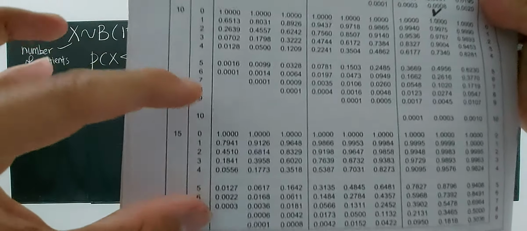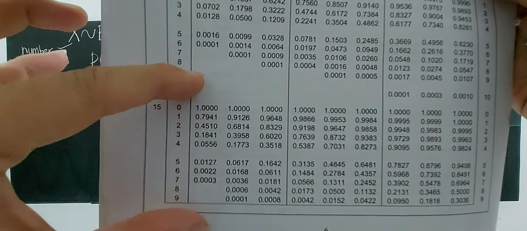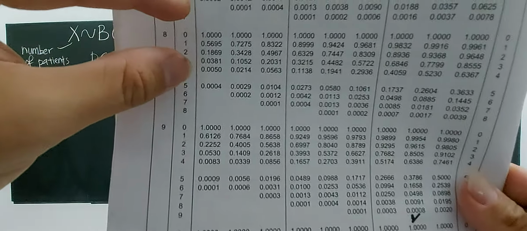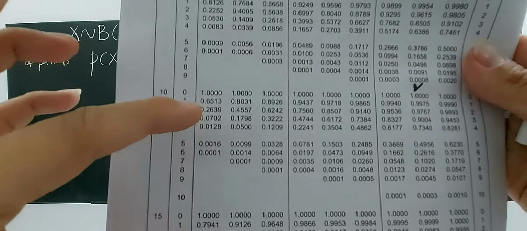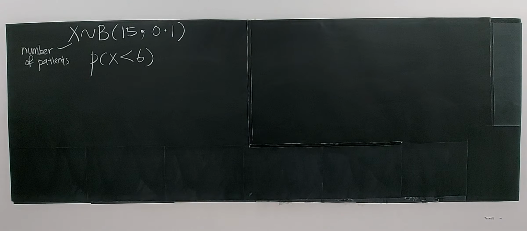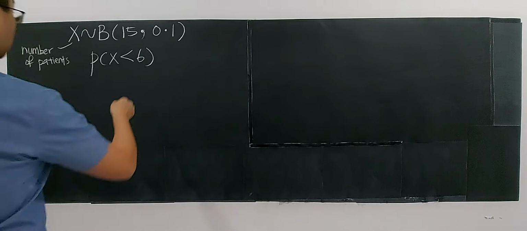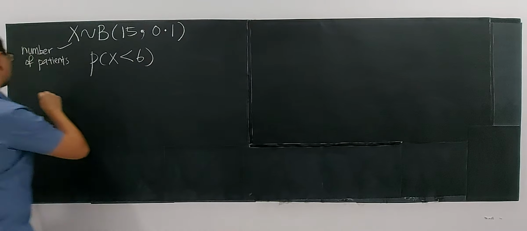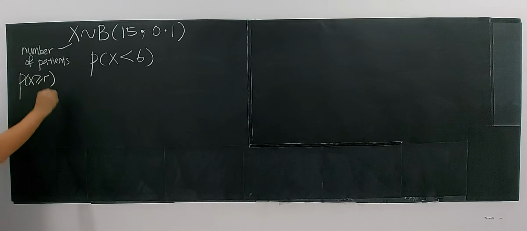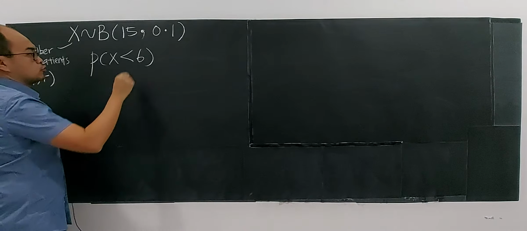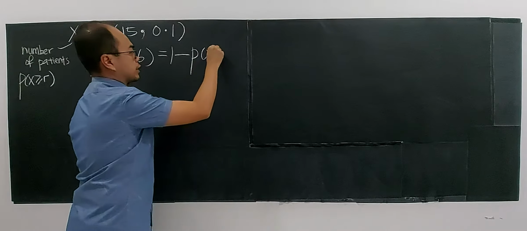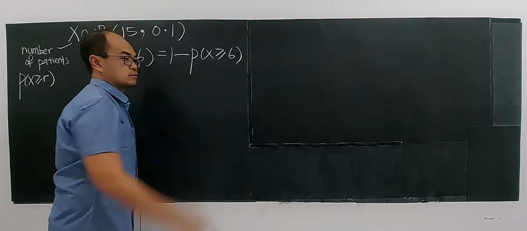So this section here is for 15, 0.1, right? Now I want to use this part, the numbers here. So how do we do this? We have to modify it because of the format. The format in your statistical table is greater than or equal to r. So you should convert this to 1 minus P(X greater than or equal to 6), right?